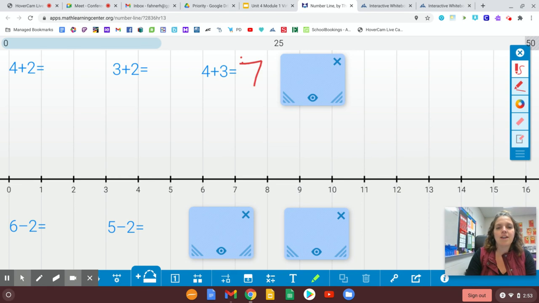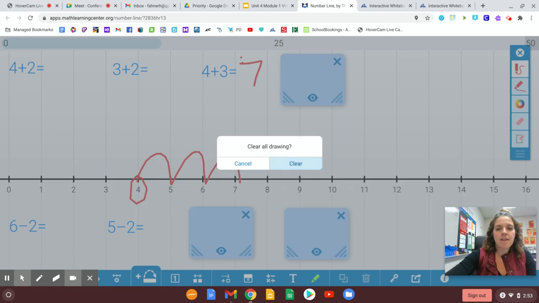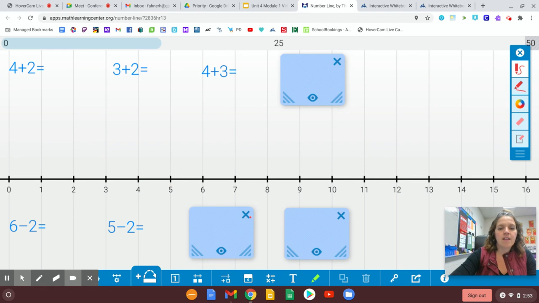Now, I know some of you are thinking, Mrs. Fonner, we already know 4 plus 3 is 7. I hope, though, that some of you started at 4 just to practice, and you did your 3 hops forward to see the number 7. 4 plus 3 equals 7.